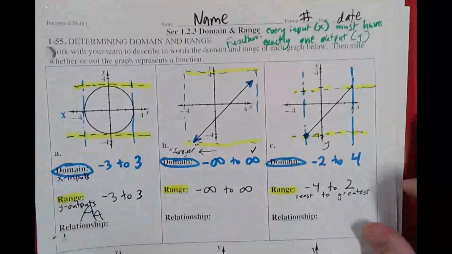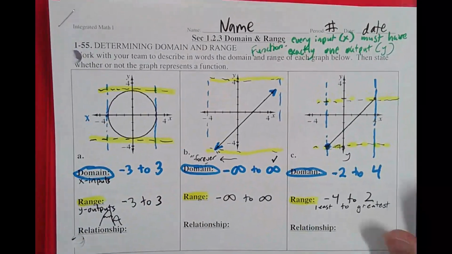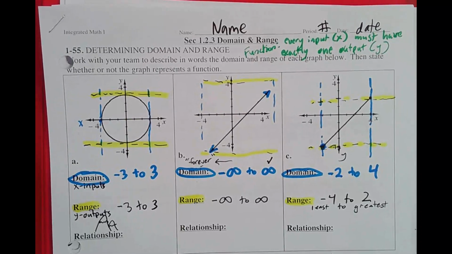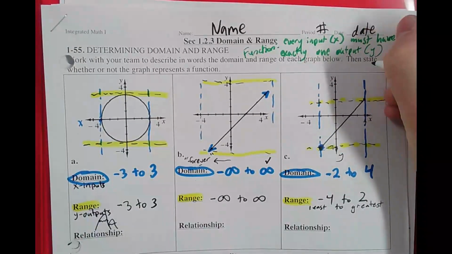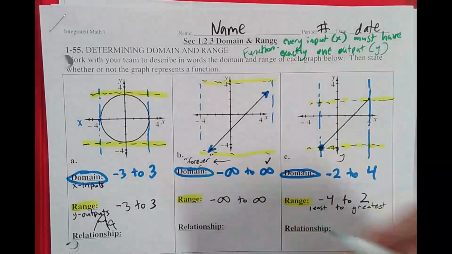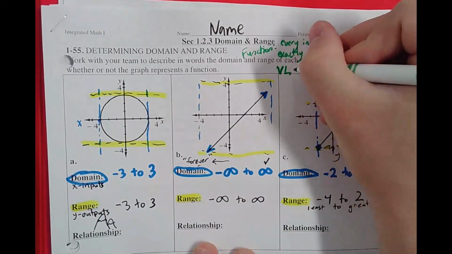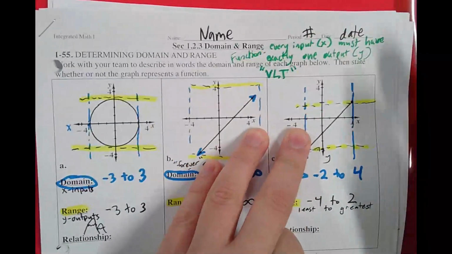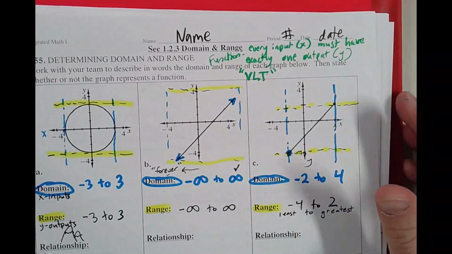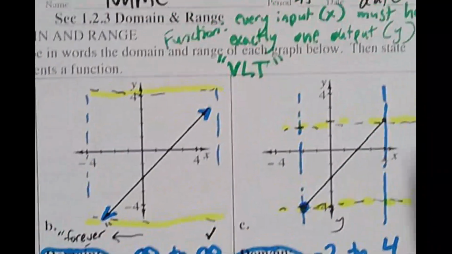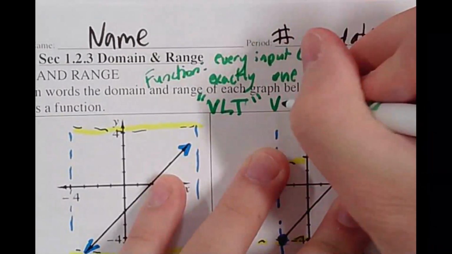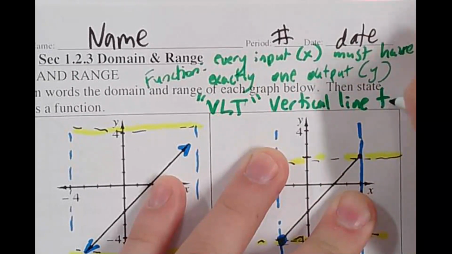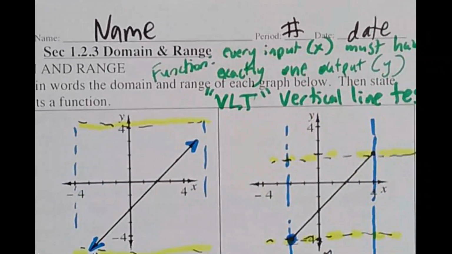So the way that we tell this really quickly from a graph is we draw a vertical line. I'll go ahead and write this down right here as well. VLT. VLT means what? Yeah, VLT is going to be the vertical line test. Let's practice that.